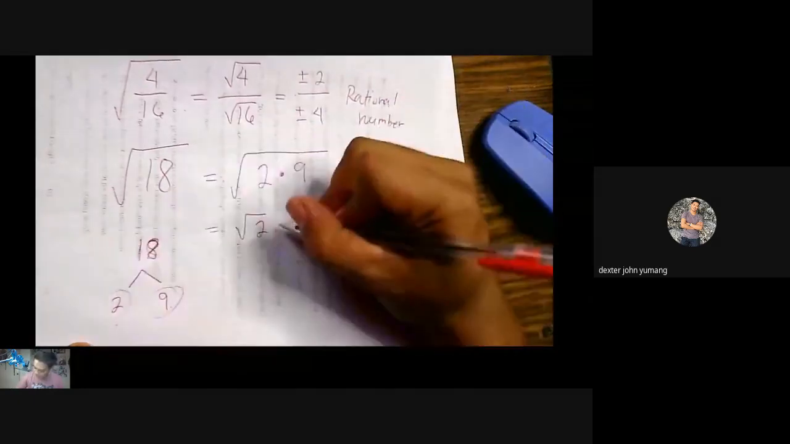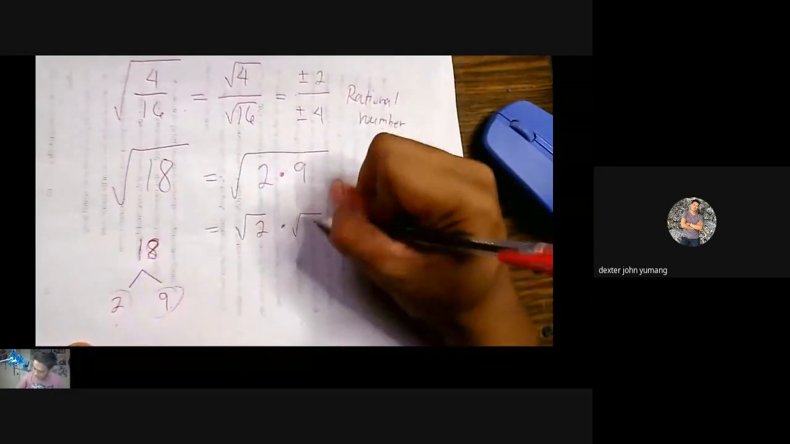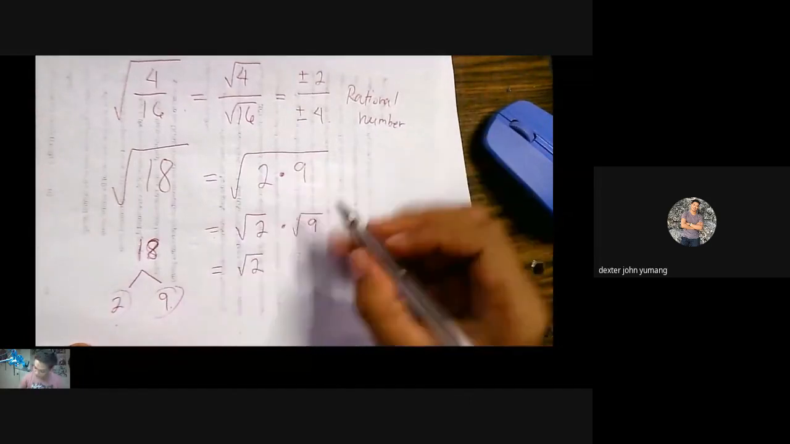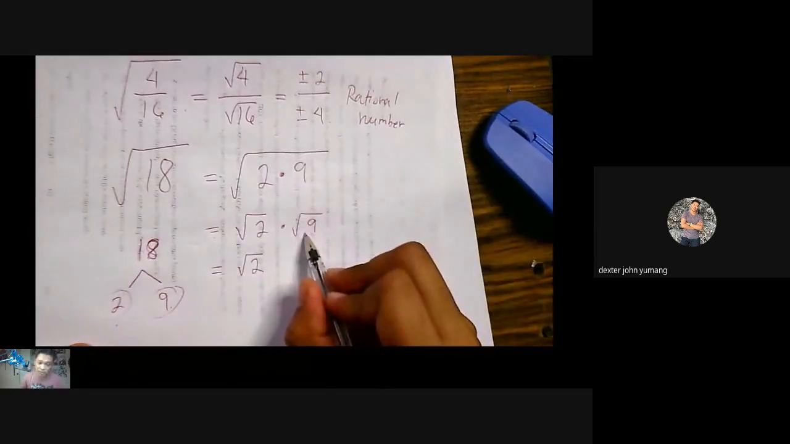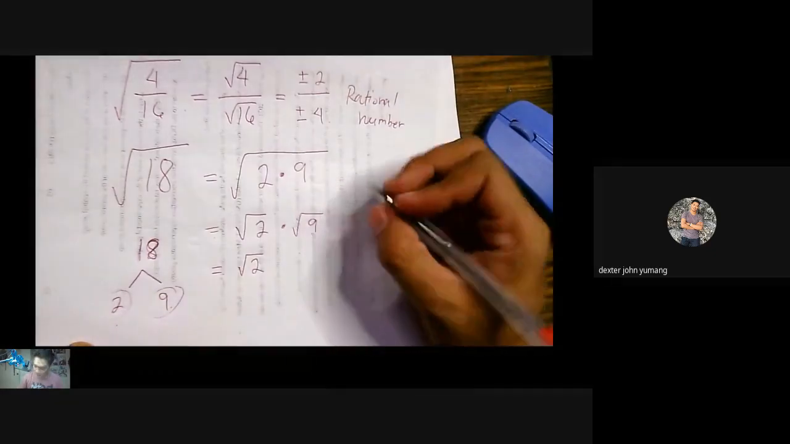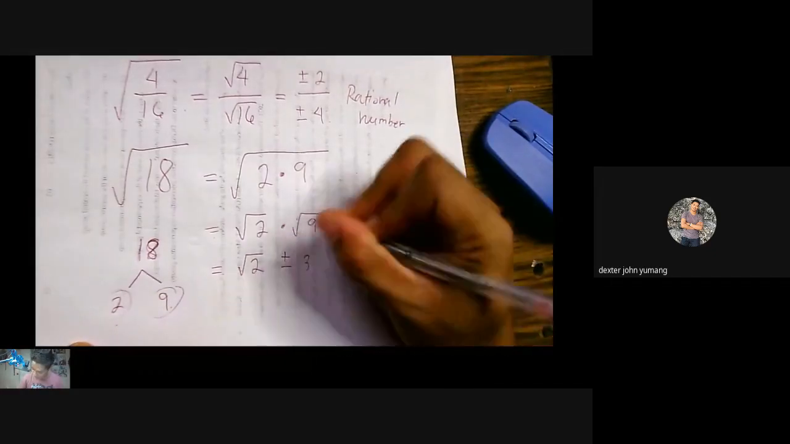Hiwalay agad natin square root of 2 times square root of 9. Ganun po. Next, si square root of 2, hindi man natin siya masolve, iwan nyo na lang siya. Si square root of 9, masolve natin siya. Plus minus 3. Tama? Kasi si 9 is 3 times 3. So, magiging plus minus 3 yan siya.